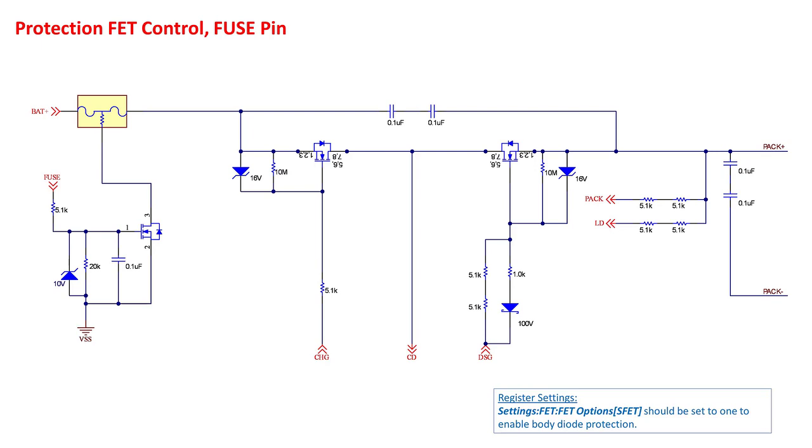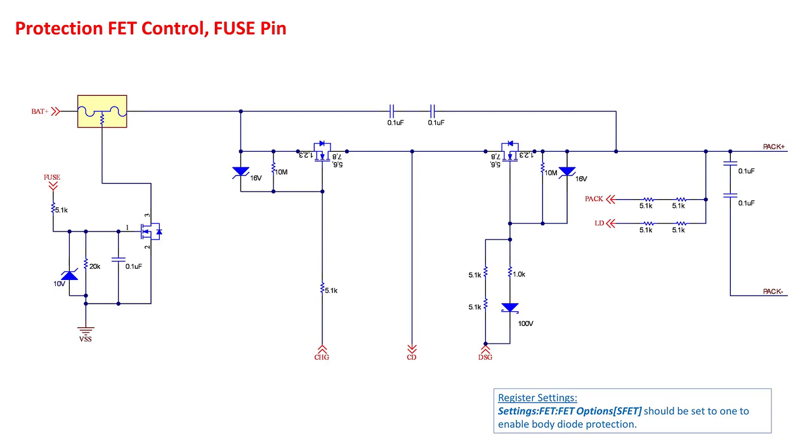The discharge FET is disabled for protections such as undervoltage, overcurrent in discharge, and short circuit. The BQ769X2 also includes a body diode protection feature that is enabled by default, which should be used for FETs operating in series. Here is how body diode protection works.